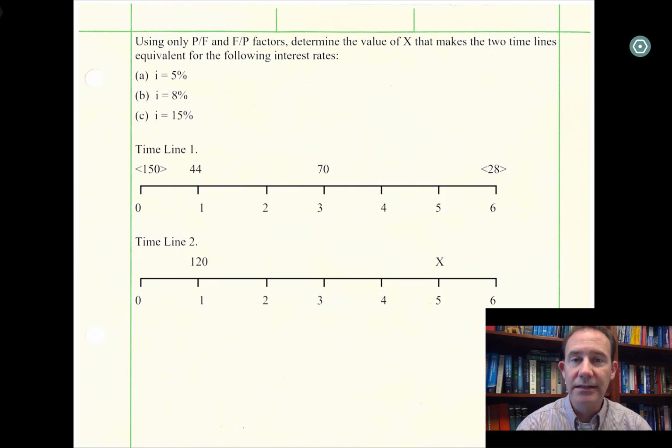A second idea is that in order to compare two timelines, we must either bring money to the same point in time or spread it out over the same period of time. And the third concept that we'll use is that money can be moved around in time if the interest rate and the number of years are known, using the factors that we've derived in class.